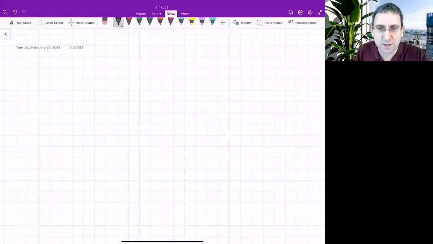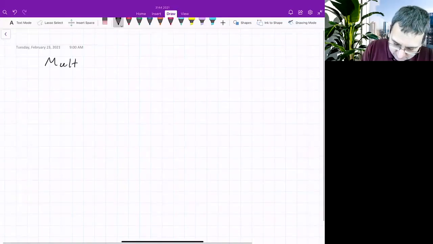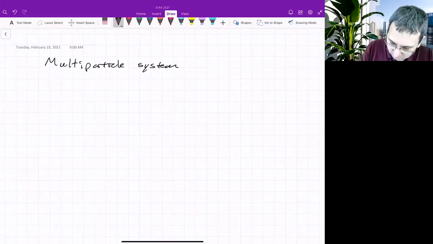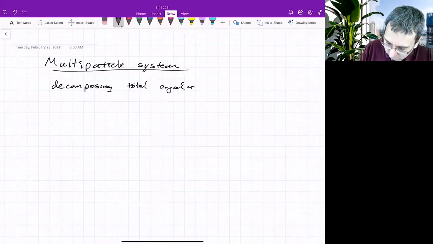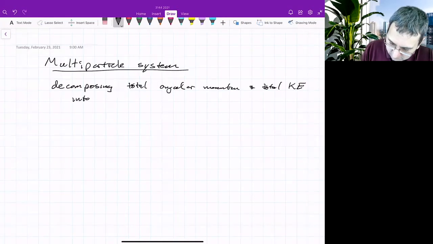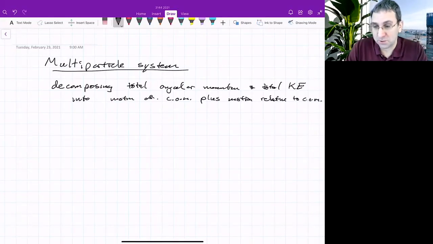Before that, we need to talk about the energy and angular momentum of a multi-particle system, but from a slightly different point of view from the last time. So this is a multi-particle system. We'll be decomposing the total angular momentum and the total kinetic energy into the motion of the center of mass plus motion relative to the center of mass. And these will have easier interpretations once we get to imposing rigidity.